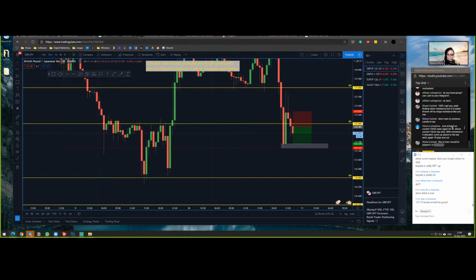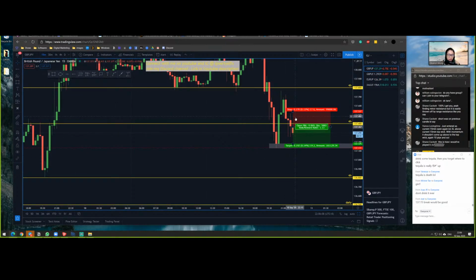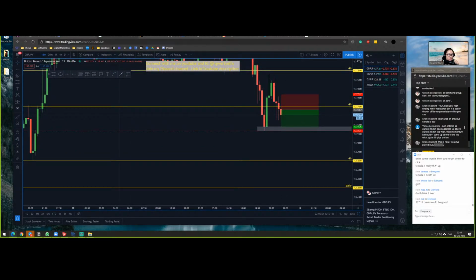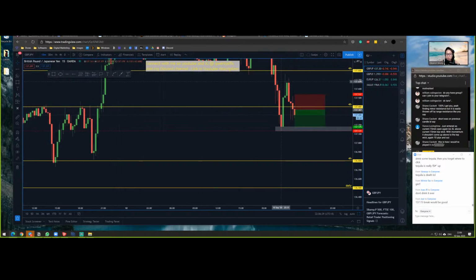Just enter at the current 15-minute open again. Stop loss above the current 15-minute top wick. 20 pip range. Momentum, it shouldn't come up above the top wick. Yeah. That's really how you scalp it. I mean, there's no other way of putting it, but since it closed below, it should continue lower.